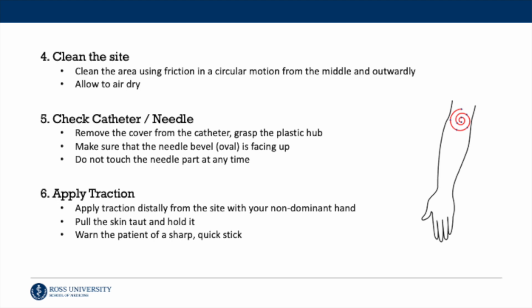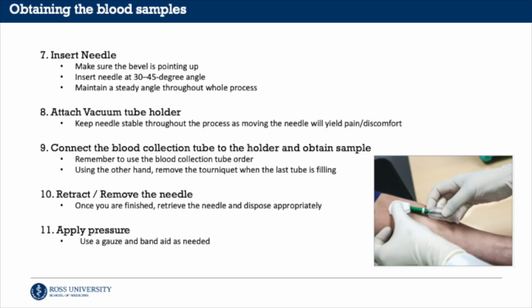Then, apply traction. You're going to apply traction distally from the site with your non-dominant hand. Pull the skin taut and hold it. Warn the patient of a sharp, quick stick. And with that, you are ready to obtain your blood sample. Insert the needle, making sure that the bevel is pointing upwards. Insert it at a 30 to 45 degree angle, maintaining a steady angle throughout the whole process.